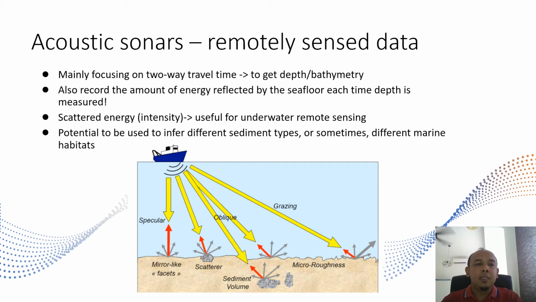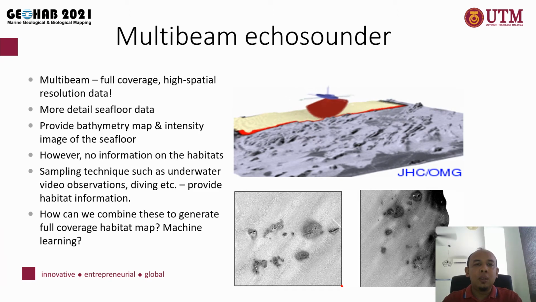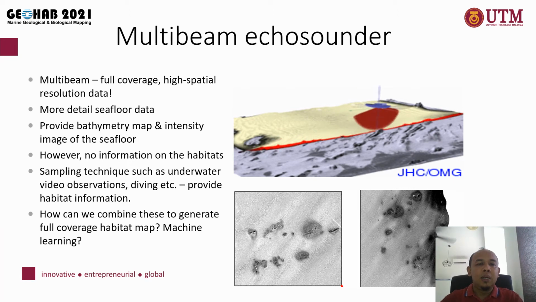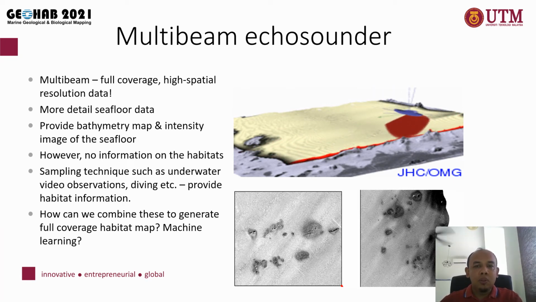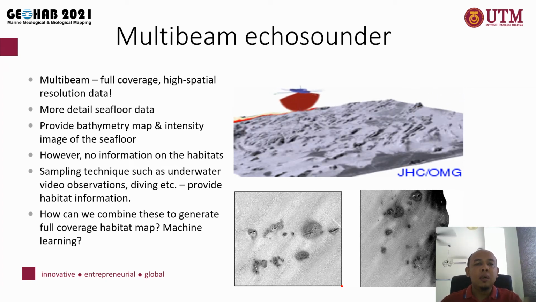This method can be used to infer different types of sediment, or sometimes we can use it to represent different types of habitats. There are a number of hydroacoustic equipment, but in this study we use what we call the multibeam echosounder sonar, which is quite useful to get full coverage and high spatial resolution data.